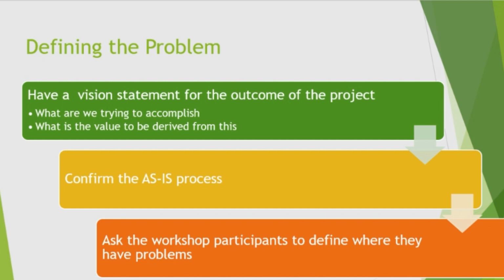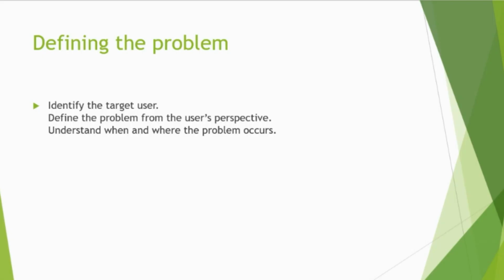So they're doing something today. So what is that thing they're doing? And that's a part of the problem definition, to understand what they are doing right now. And then you ask the workshop participants to define where they have problems. So for you to get to the problem, you would first clarify what they're doing, and then you'd ask the participants to identify the places where there is a breakdown, where they're feeling pain, where it's frustrating, where there is a problem, right?